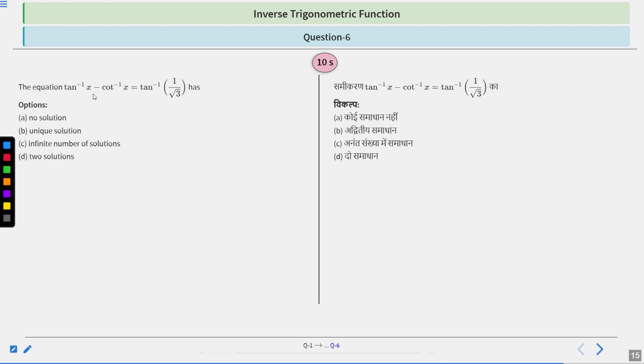Therefore, tan inverse x minus tan inverse 1 by x is equal to tan inverse 1 by root 3. After that, you can use tan inverse a minus tan inverse b is equal to tan inverse of a minus b upon 1 plus ab, like that. And when you equate this, you will easily get the number of solutions, right? So in this way, you can approach this question. You have 10 seconds to think about this question. After 10 seconds, we will discuss the solution, right?